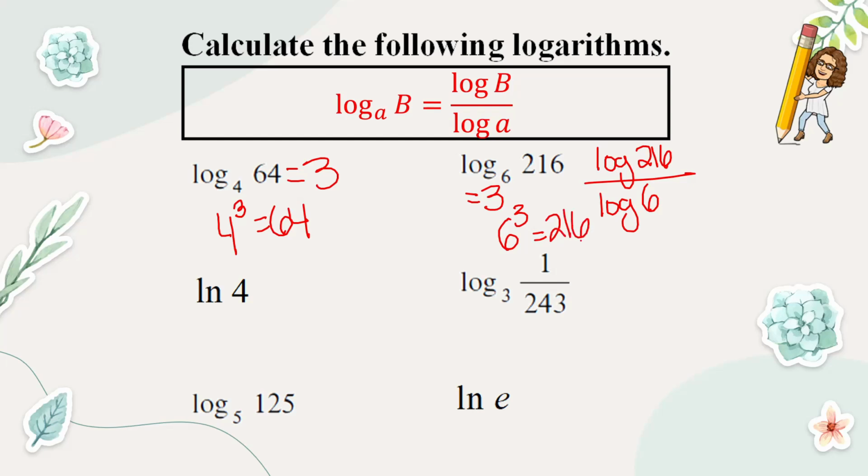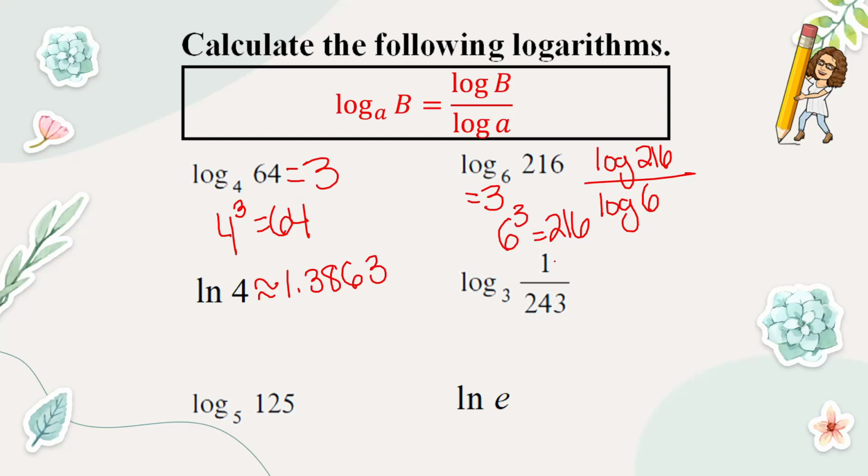ln of 4. Now, you guys have an ln button. So what you're going to want to push is just ln, and we're going to type 4 in the parentheses. We are going to get a decimal, so we're going to do approximately. That's 1.3863, rounded to 4 decimal places to be exact there.